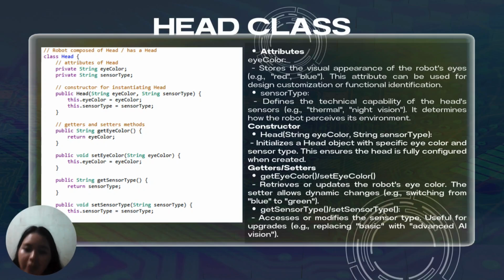So we also have getters and setters methods. Here we have get eye color and set eye color. The get eye color will retrieve the robot's eye color, and the set eye color will modify the eye color. The get sensor type will retrieve the sensor type, and the set sensor type will access or modify the sensor type attribute. So let's go to our code so that I can show you the two other methods that will be functional for the whole program.